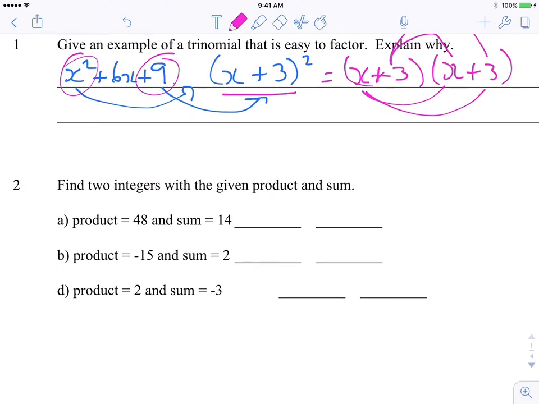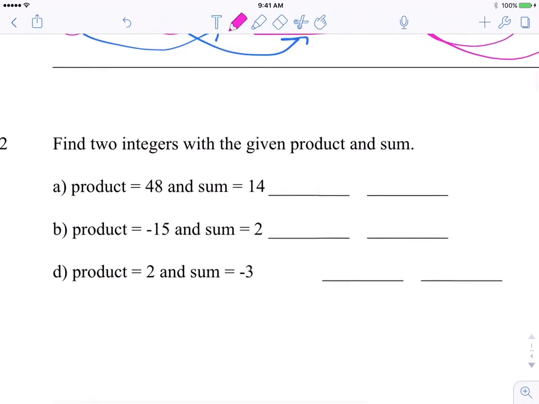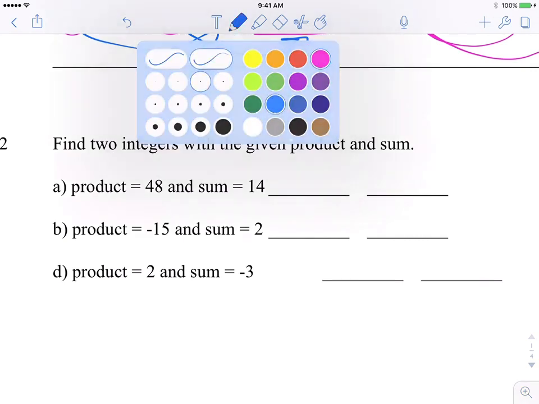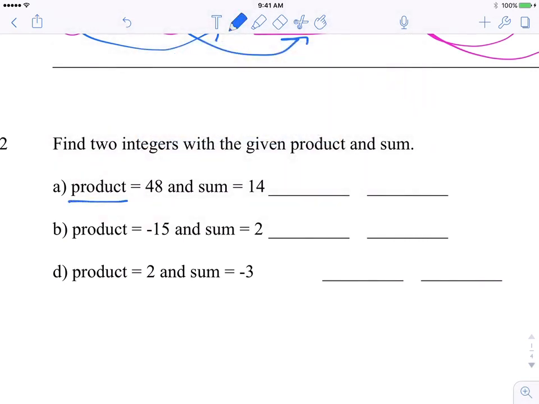Find two integers with the given product and sum. We had this in the last lesson, so this is again just a recap. The product, being the answer to a multiplication question, so two factors multiply to get the number 48, and those two factors have a sum. When they're added together, their sum is 14. Well, I know 6 times 8 is 48, and 6 plus 8 is 14.